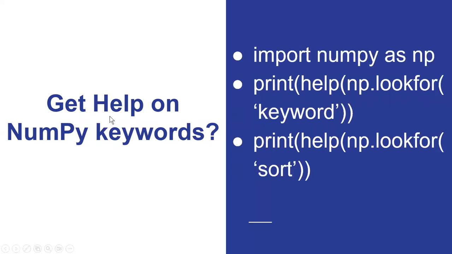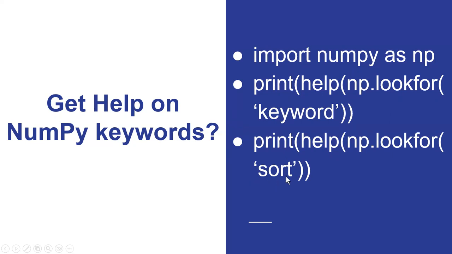You can also get help on NumPy keywords. To get keywords, you search for it, almost like a query on a specific keyword. So you first import NumPy as np, then you write print(help(np.lookfor)). The method is called lookfor, and the string that you're looking for is the keyword. In this case, I'm giving you an example of print(help(np.lookfor)) and then the sort function.